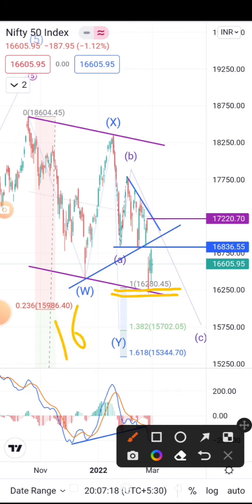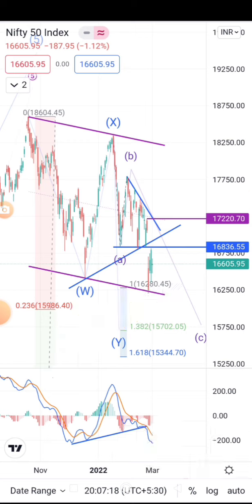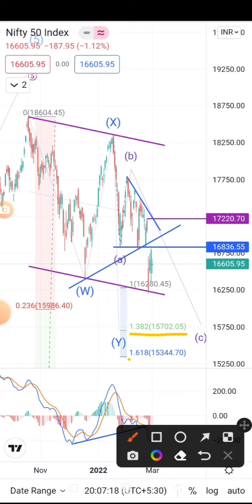So it has made low of 16,200. If it breaks that, then the next level it will go towards 15,700 to 350 levels. So that's what we can assume. So we have to wait for 16,200 break to consider that the fall is still left towards these levels.